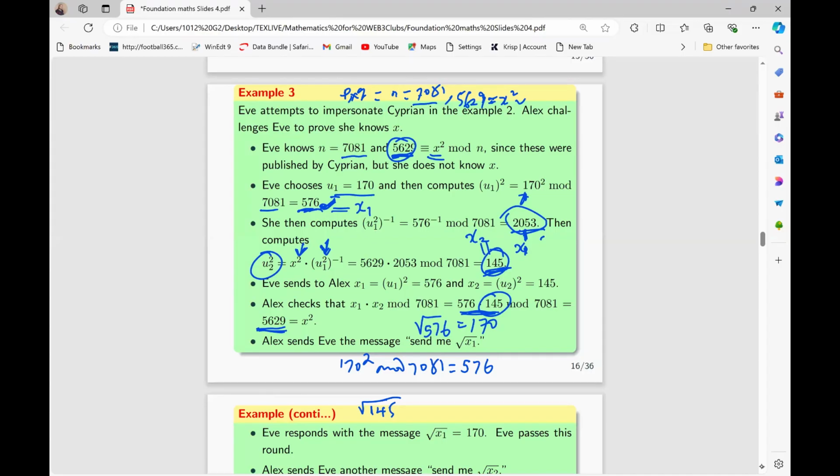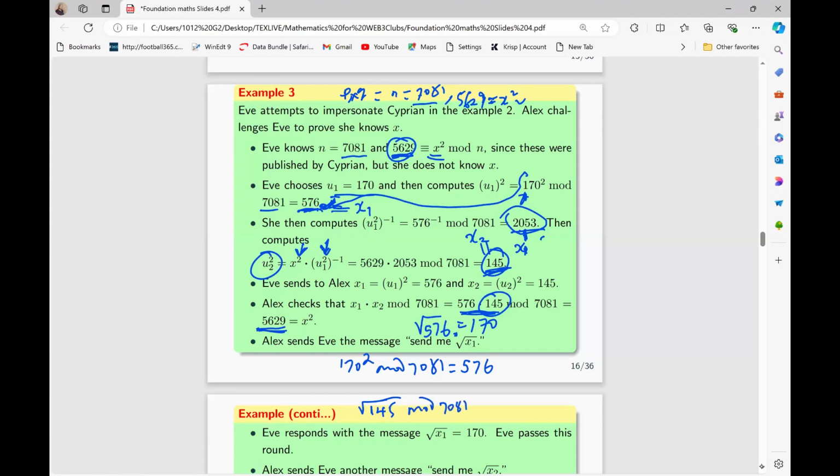You see, for the other one, she was able to get the square root because she had squared a number to get that square. She had squared a number, so she knows the square root of 576 is 170. She knows that. She had this 170 from the start. She's the one who chose it. But she did not choose the square root of 145, so she doesn't know it. She cannot get the square root of that mod 7081.